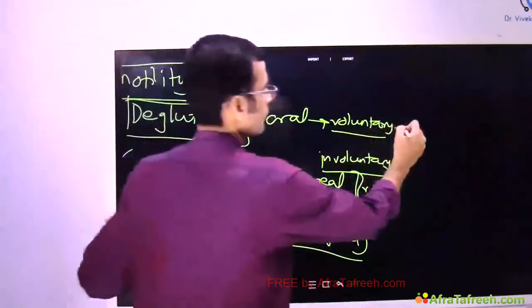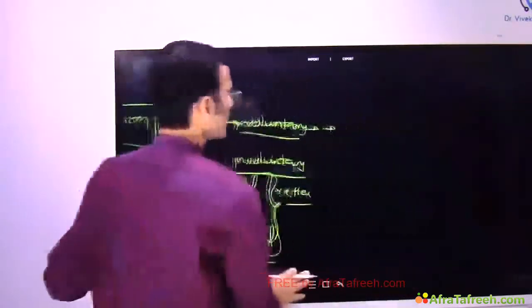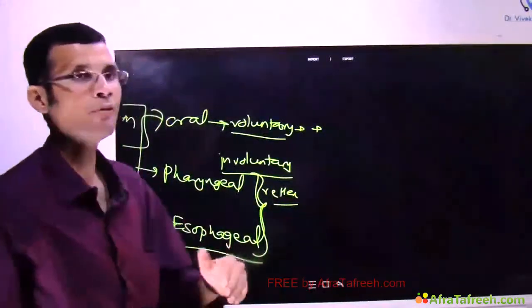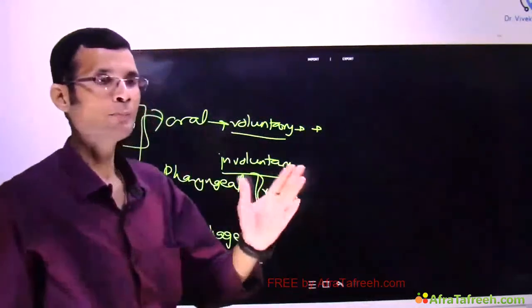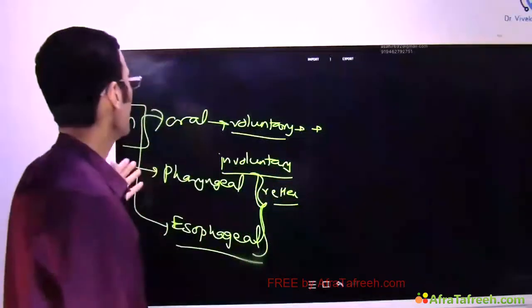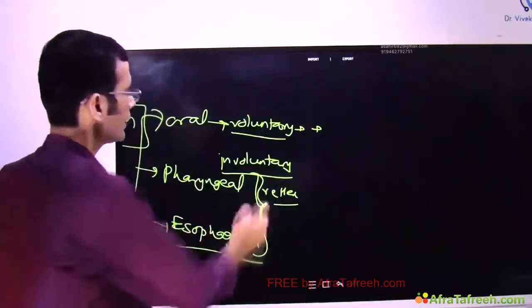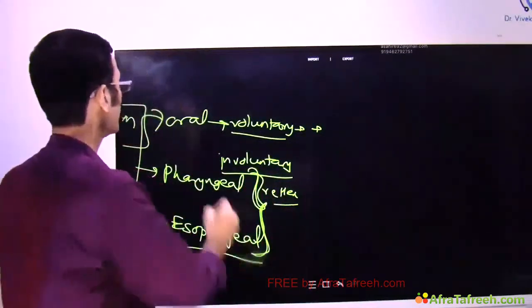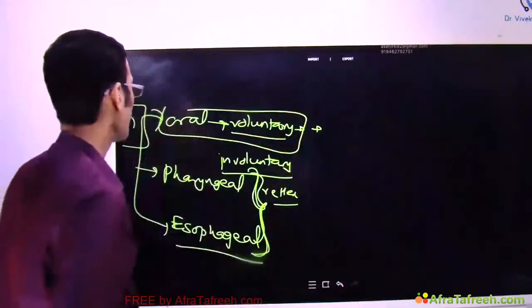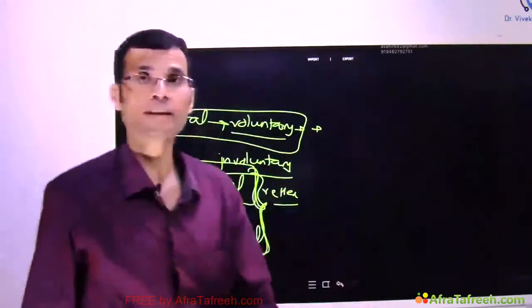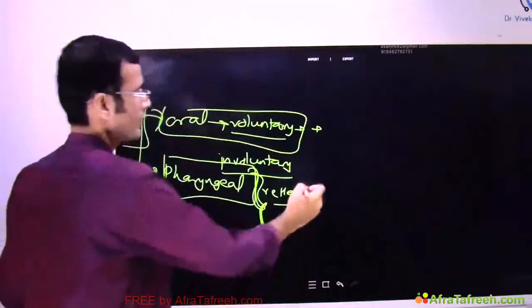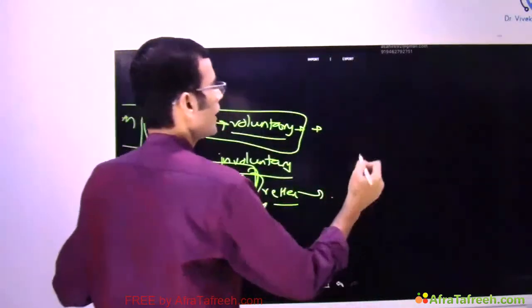Let's first look at the first phase, the oral phase. The tongue is pressed upward and backward so that the bolus of food is pushed into the posterior pharynx, and from then on the involuntary phase will start. So the first phase was voluntary. Now the pharyngeal phase, occurring as a reflex, and this reflex is coordinated at the swallowing center.